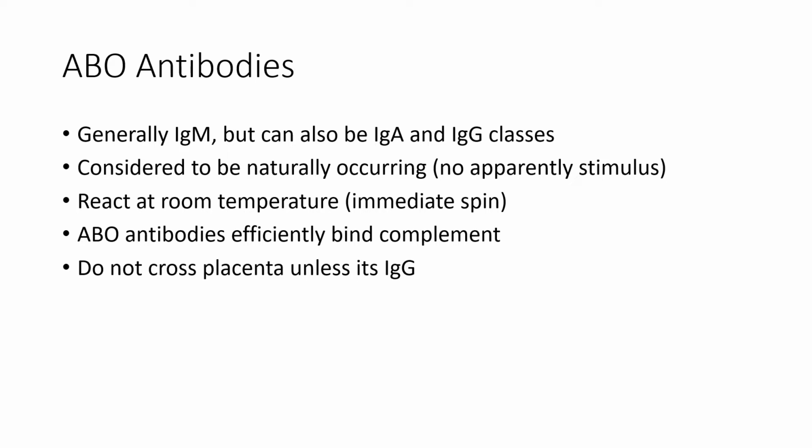The ABO antibodies are generally IgM, but they can be IgA and IgG class also. These are considered naturally occurring because we do not have to be exposed to red blood cells to generate the antibodies. These are the only naturally occurring expected antibodies that we should find. All others are unexpected. They react at room temperature after centrifugation, or we call it immediate spin reaction. These antibodies react strongly and can bind complement. The anti-A and anti-B that are IgM do not cross the placenta, but IgG anti-A,B made by type O mothers can cross the placenta.